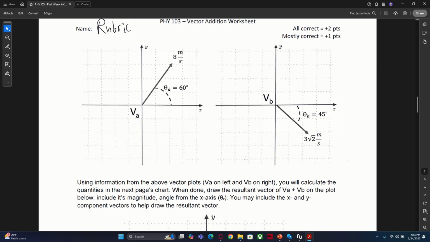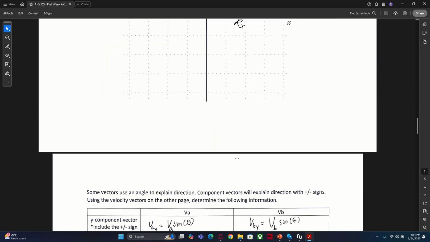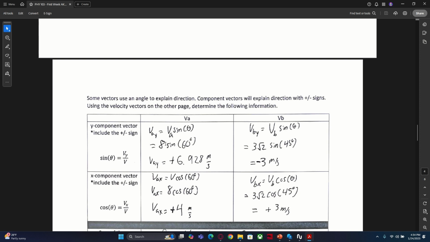So that's going to be a negative y component. Now, in order to get the y component, for VA, VAY will be 8 meters times sine of 60 degrees, and because it's pointed up, times positive 1. For VB, the y component will be 3 square root of 2 times sine of 45 degrees, and then times negative 1 because it's pointed down.